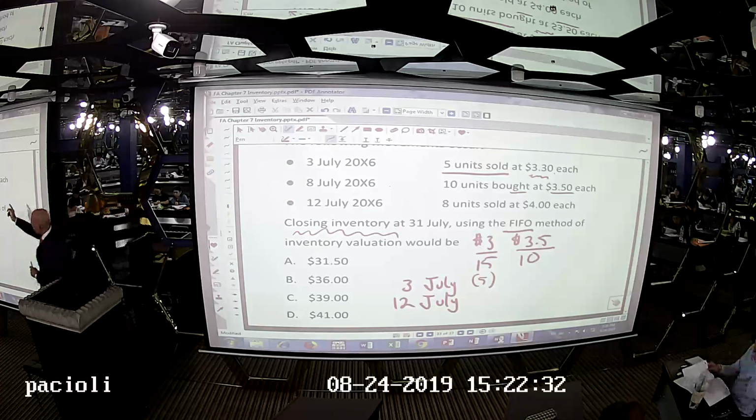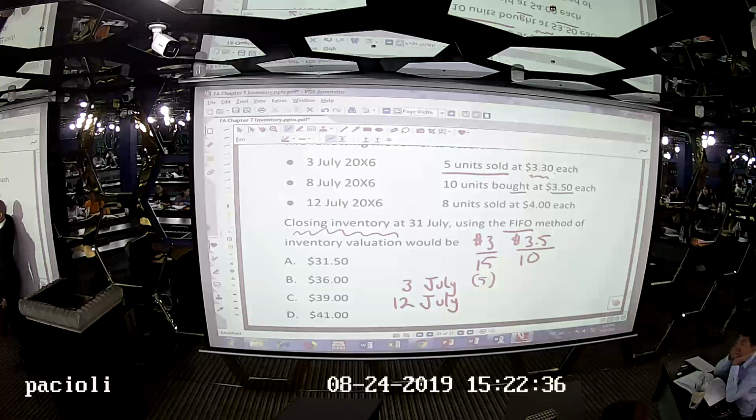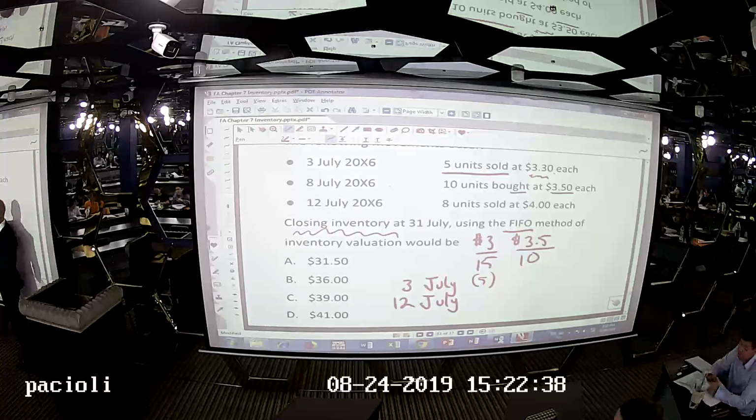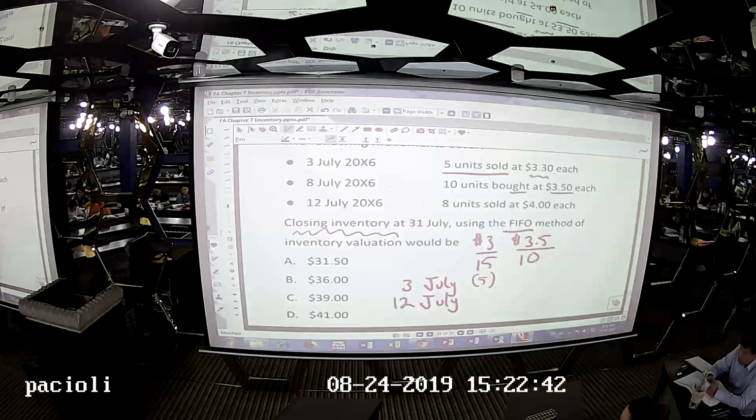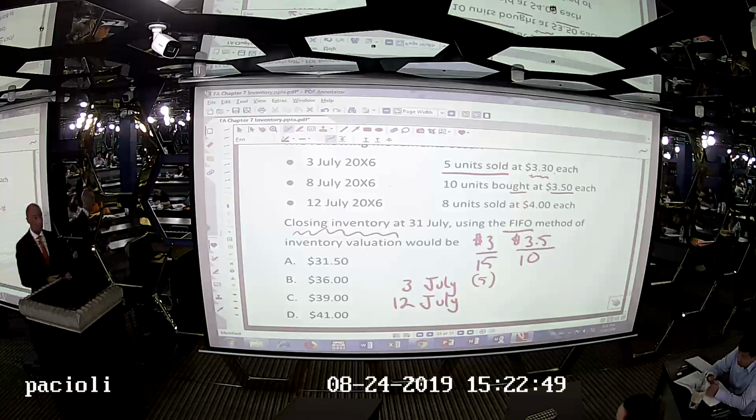So we call this a distractor. This is to make you lose track. We don't care about the selling price. The question is, what is the closing inventory? So the selling price is not important. We ignore the selling price.